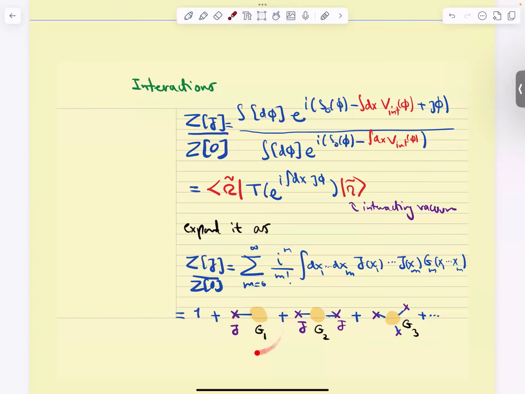Will I get a 1-point function? Is it possible to get a 1-point function? When am I guaranteed I'm not going to get a 1-point function? Yes, but what was the origin of it? Z2 symmetry. Here, what has changed? I have a V interaction. If my potential still has the Z2 symmetry, the same argument will go through. What kind of potentials have Z2 symmetry? Give me an example.